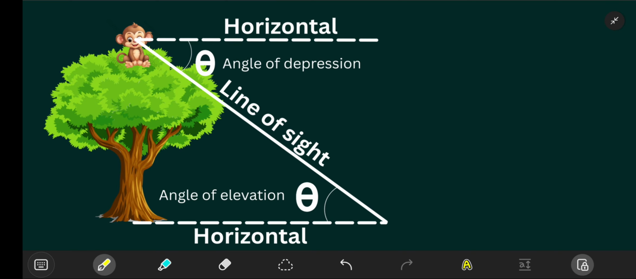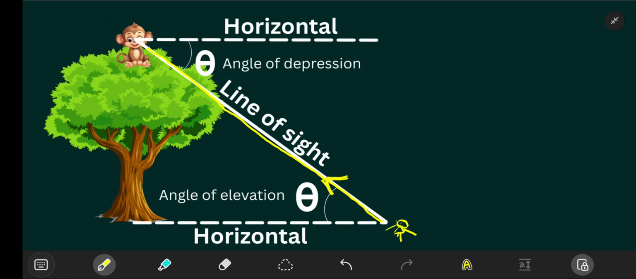Now, from this figure, we see a tall tree is there and a monkey is sitting at the top of the tree. Yes or no? Now, suppose there is a person here and he is looking upwards to see the monkey.